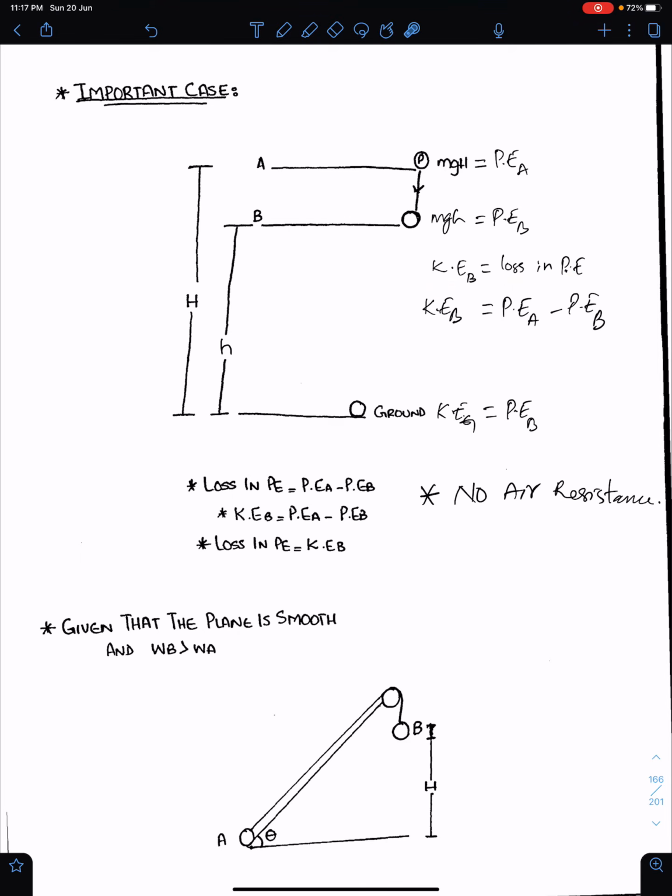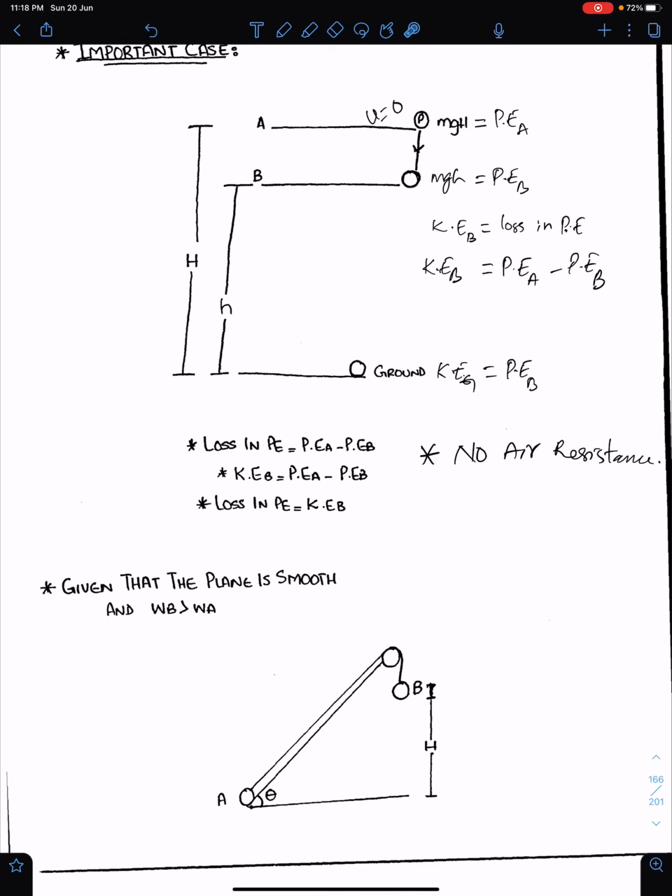This particle is released from rest in this situation. The initial velocity is 0. So kinetic at B will be loss in potential, and loss in potential means potential at A minus potential at B. So if they ask find kinetic at B, then it would be potential at A minus potential at B. If they ask find kinetic at ground, then this will be potential at B, because all the potential will be converted into kinetic, provided there is no air resistance.